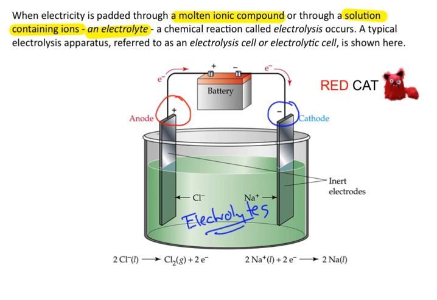So in many ways, the cells work the same way. Just make sure you realize this is a big difference. This is the major difference: the charge of the electrodes, the anode and the cathode, is reversed in an electrolytic cell.